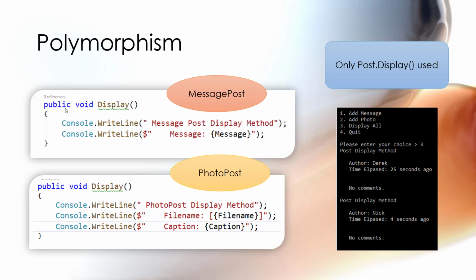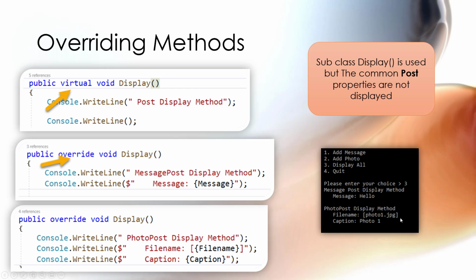Now we can add two ordinary display methods, one to the message post and one to the photo post. The message display method prints out the message. The photo post display method prints out the file name and caption. However, if we run that, we'll find all we get is the base class's display method. What we want to do is to override the original display method with these new display methods.